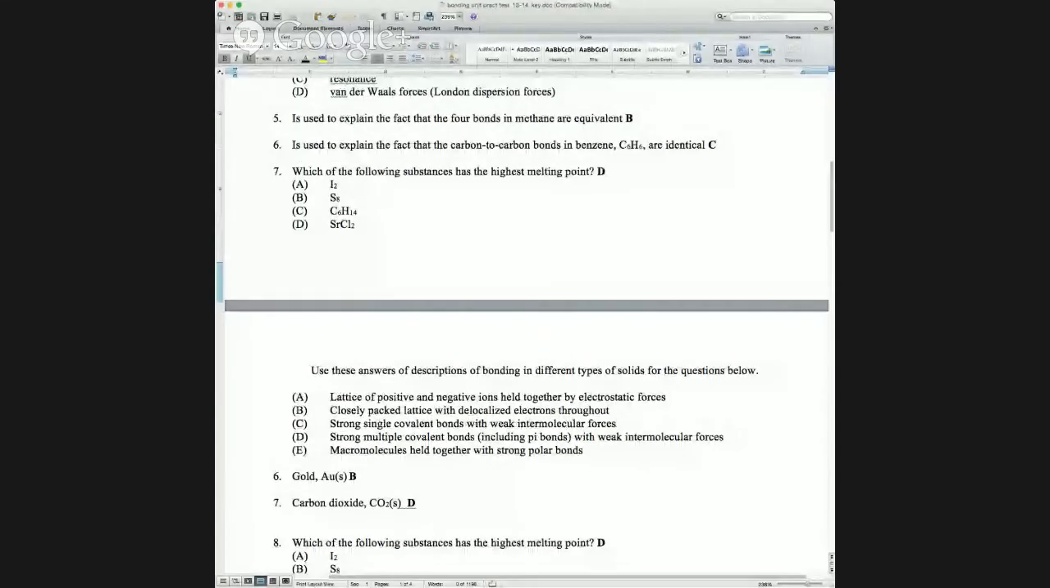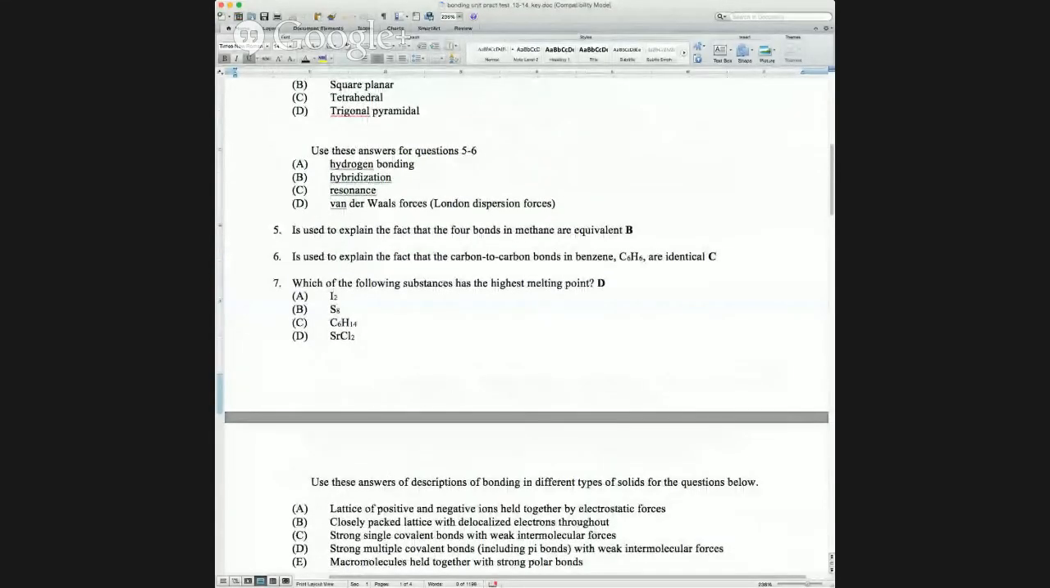Okay, so it looks like I have a question. Aria, multiple choice number 6 on the practice test. So let me see if I can find that. There it is. Okay, show that document. Okay, number 6. It is used in the fact that carbon-to-carbon bonds in benzene, C6H6, are identical.